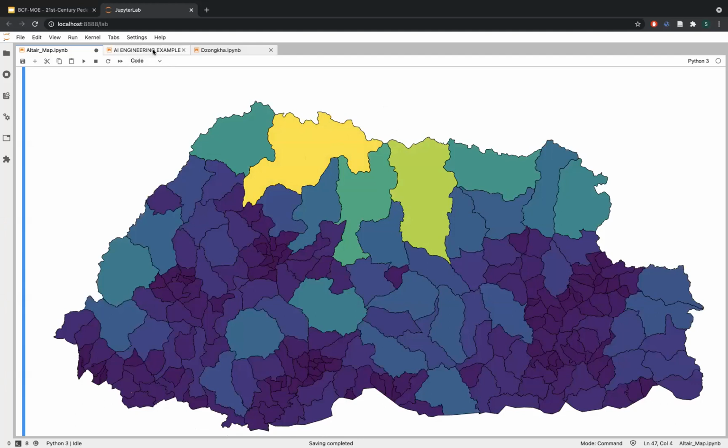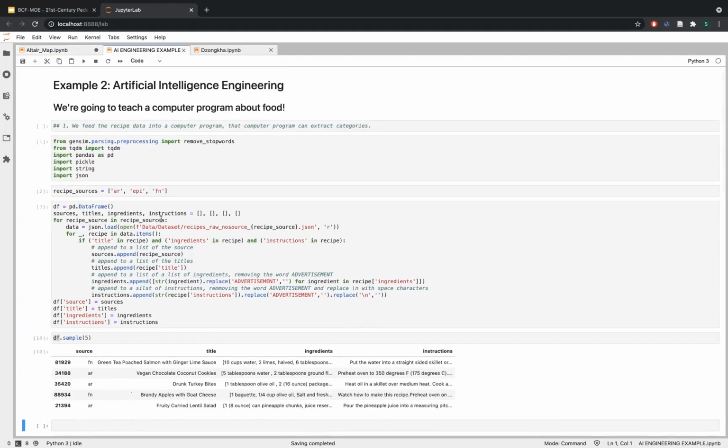So the second example I will give is about artificial intelligence engineering. And what is artificial intelligence? Really, that's a philosophical question. I don't know. It's hard to decide when a computer is intelligent. But in this case, I'm going to teach a computer program about food. And how am I going to teach a computer program about food?